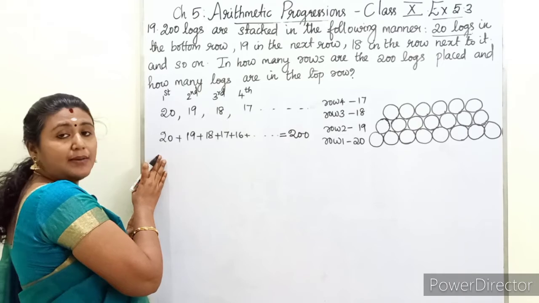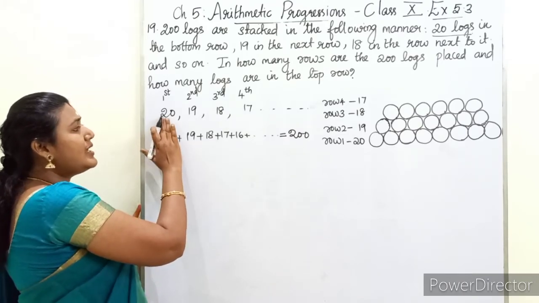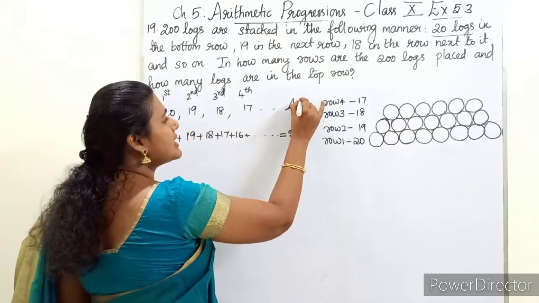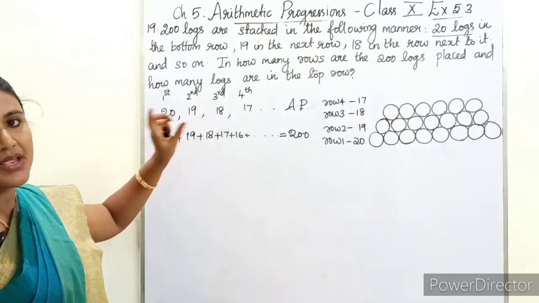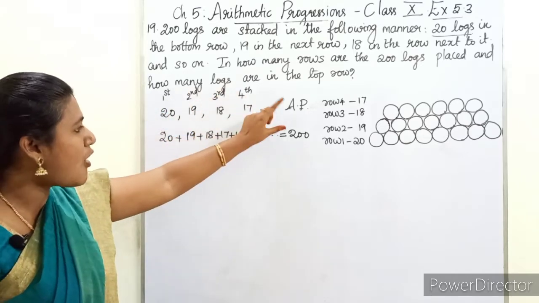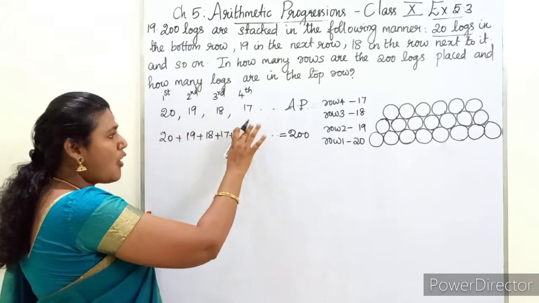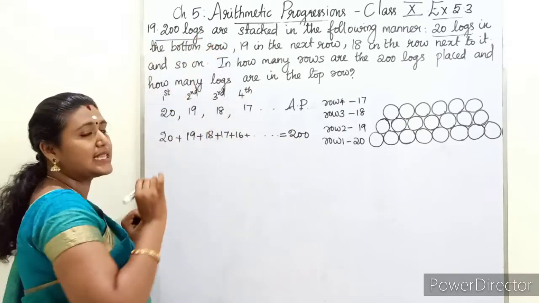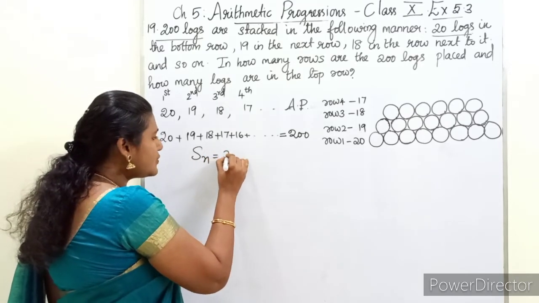So this is nothing but the sum, S_n value only. See here, 20, 19, 18, 17 etc. These numbers actually form an AP. Why? Because here 1 is subtracted from the previous term to get the next term. So these numbers form an AP. So the sum of these logs is equal to 200. So this 200 is nothing but S_n value. So S_n is equal to 200.